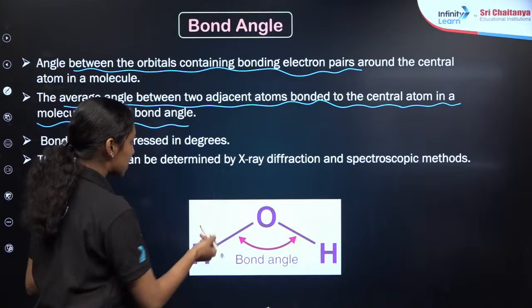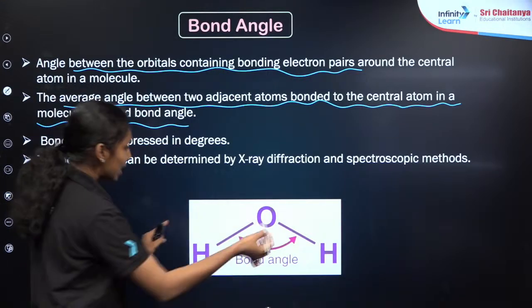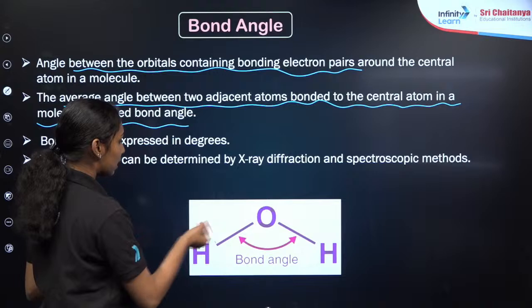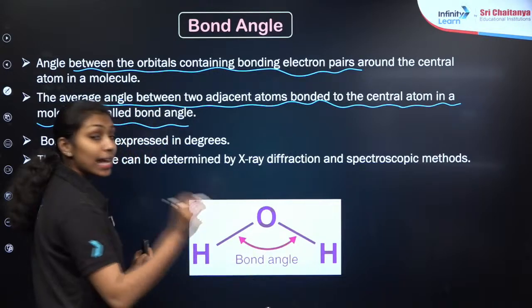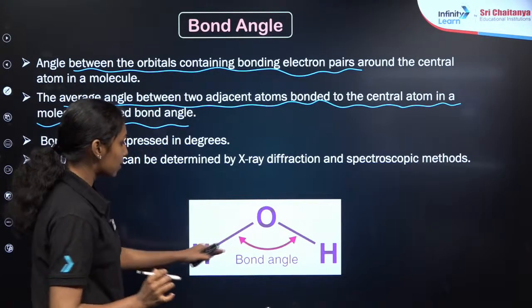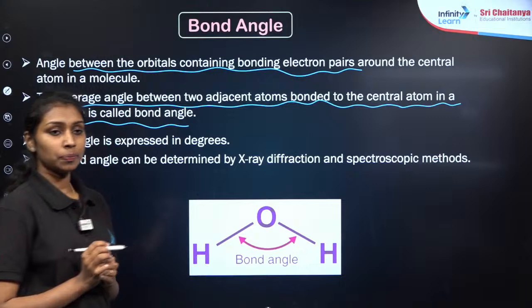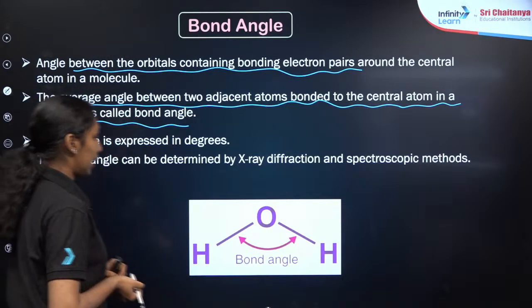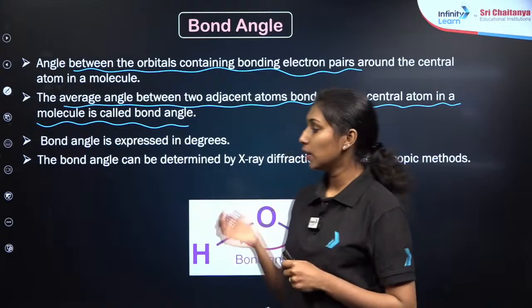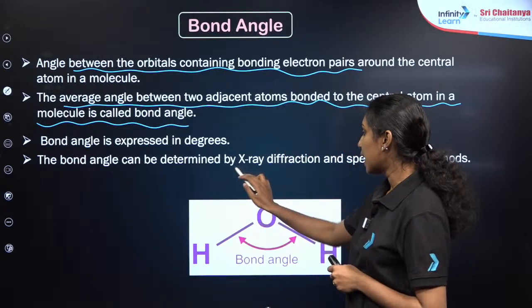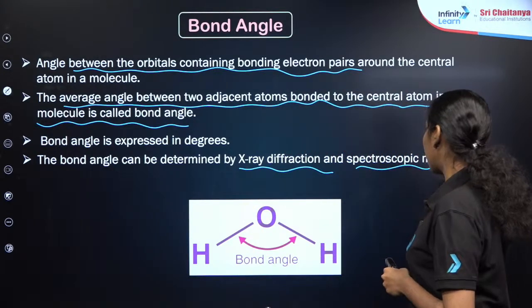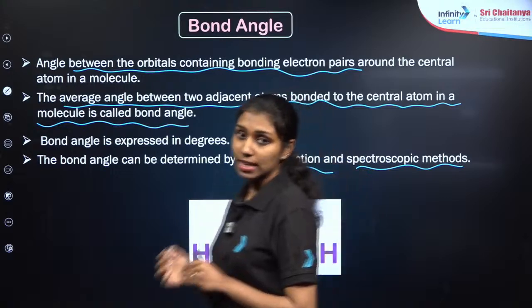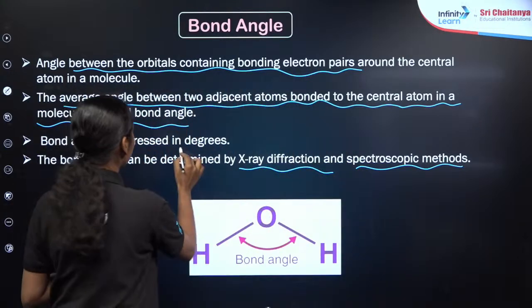So if I am taking the H2 molecule here, you can identify that it is the average angle between two atoms. But in actual practice, it is the angle between the orbitals, right? Clear? Again, this bond angle is also measured using X-ray diffraction or spectroscopy techniques, and the bond angle is always expressed in degrees. The unit will be degree, right?